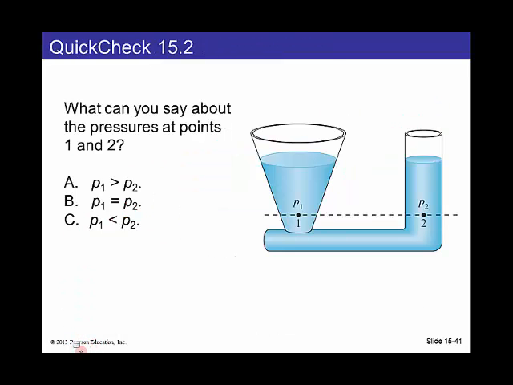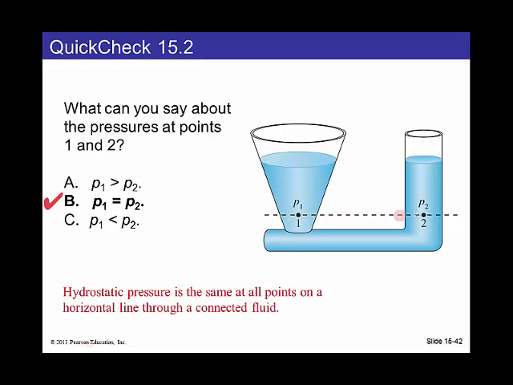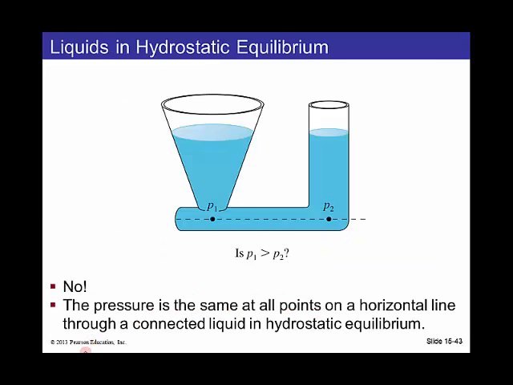What can you say about the pressure at points 1 and 2? P1 greater than P2, P1 equals P2, or P1 less than P2? Take a minute. And the answer is P1 is equal to P2 because they are both at the same distance. Another question: is P1 greater than P2 here? No. The pressure is the same at all points in a horizontal line, and we saw that. The hydrostatic equation depends only on the distance, right?